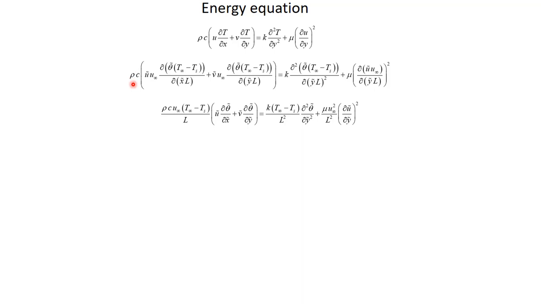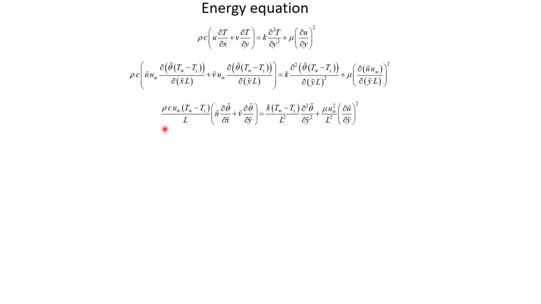When I get done making these substitutions, I'm just going to pull out all the parameters that are not dimensionless. So here I'm going to pull out rho c u infinity, this temperature difference in L, and that's what I have here, multiplying these two dimensionless numbers. Over here I have k times this temperature difference over L squared. So that's what I have here, multiplying the second derivative of the dimensionless temperature. And then here I have mu times u infinity squared over L squared, right? And that's multiplying the derivative of velocity squared. This is viscous dissipation.